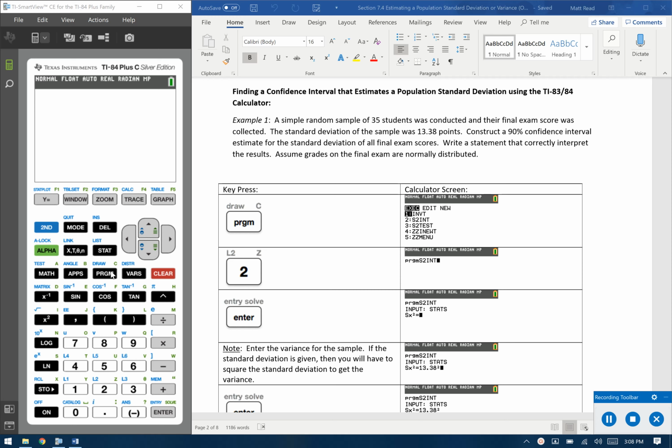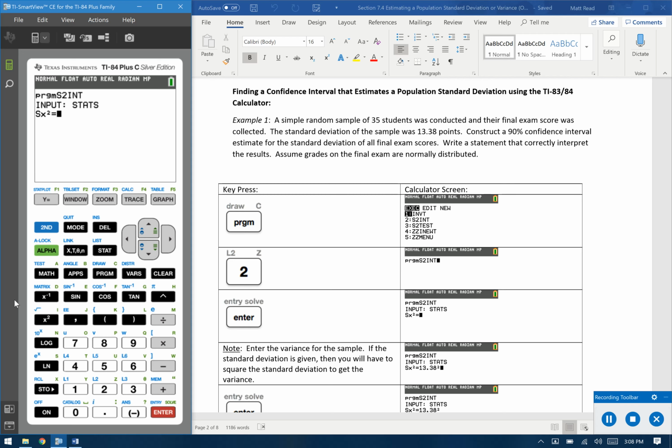Now, to compute this confidence interval for a population standard deviation, we must use one of our programs. So let's press the PRGM. The program we use to complete this is S2int. Int stands for interval. We're going to go ahead and select it, but we have to press enter one more time to run the program.